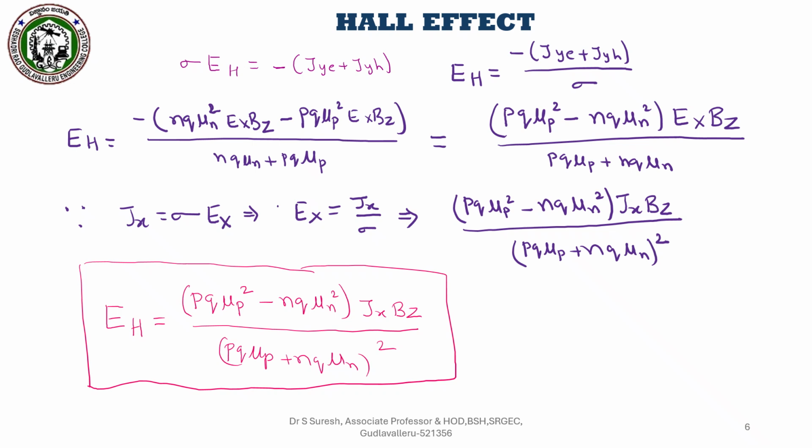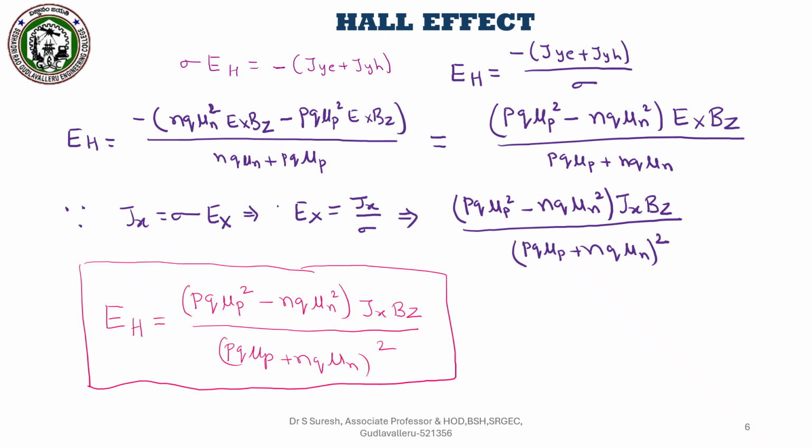And let us substitute the value of JYE and JYH. EH is equal to minus of the JYE value nq mu n square Ex Bz, and what is the JYH value? Minus PQ mu P square Ex Bz by sigma. This sigma is sum of electron current and hole current, PQ mu P plus nq mu n. So multiplying with this negative sign, minus PQ mu P square minus nq mu n square, and we are taking Ex Bz common by PQ mu P plus nq mu n.